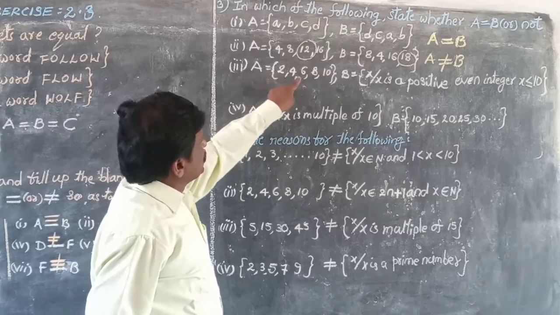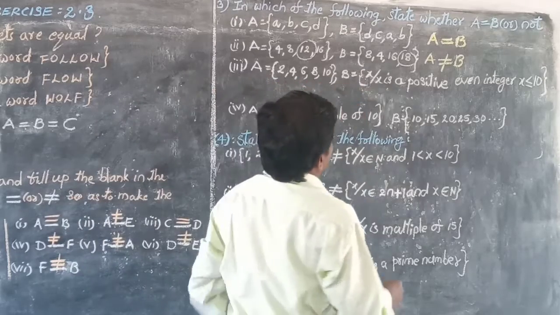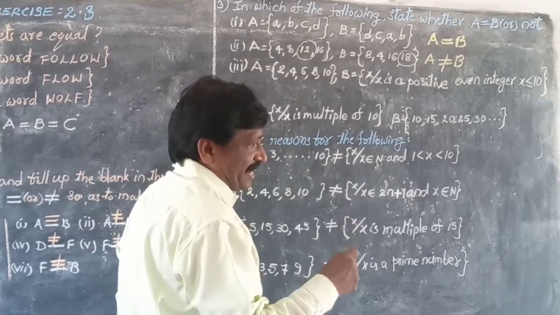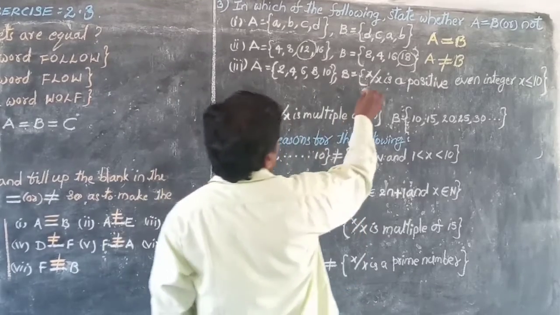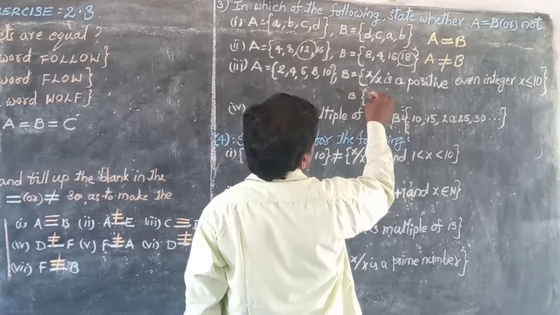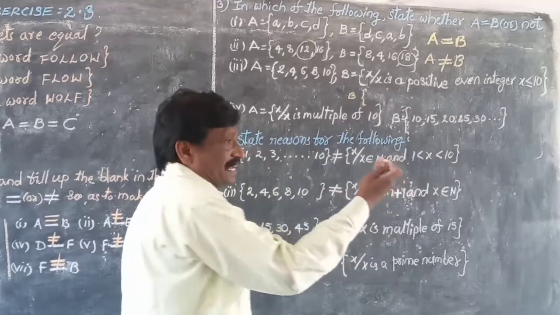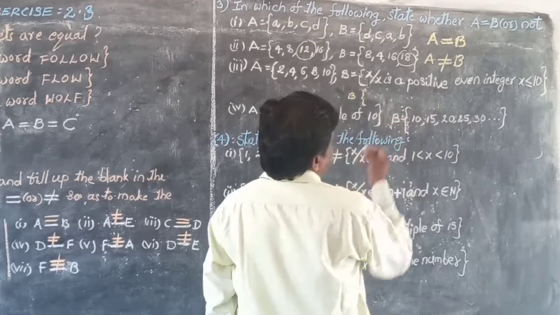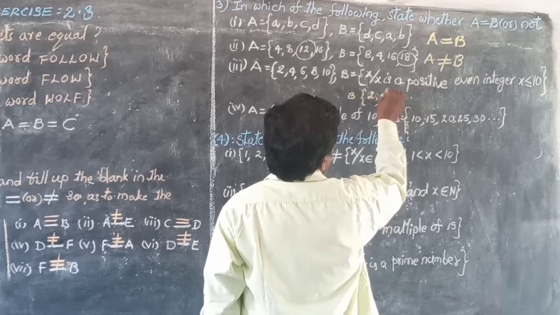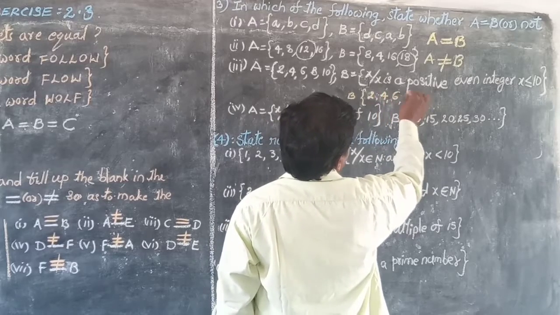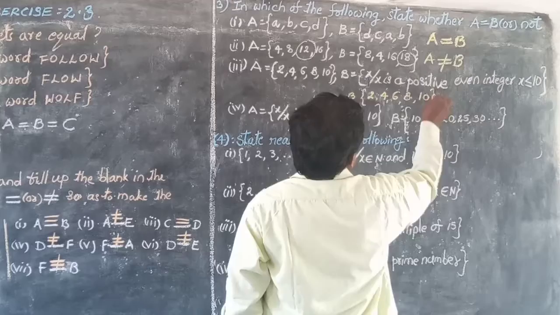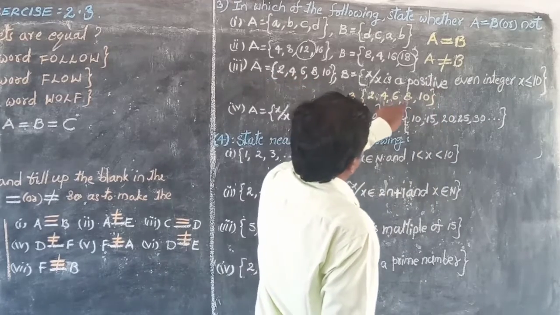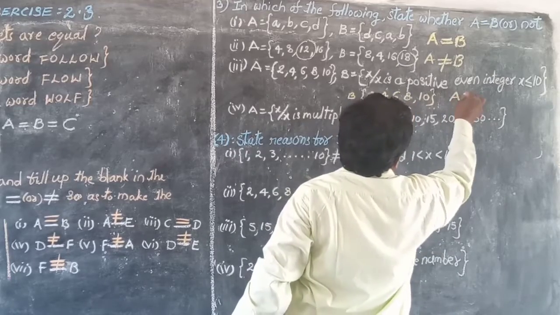Third: A is 2, 4, 6, 8, 10. B is x such that x is a positive even integer and x is less than or equal to 10. So positive even integers: 2, 4, 6, 8, 10. So A is equal to B.